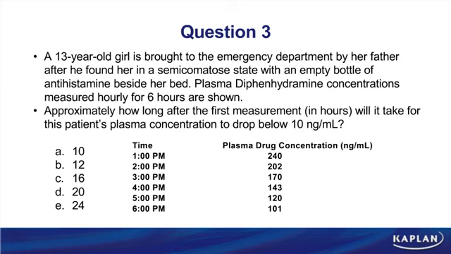It's 5 half-lives times 4 hours per half-life. 5 times 4 is 20. Choice D is the correct answer.